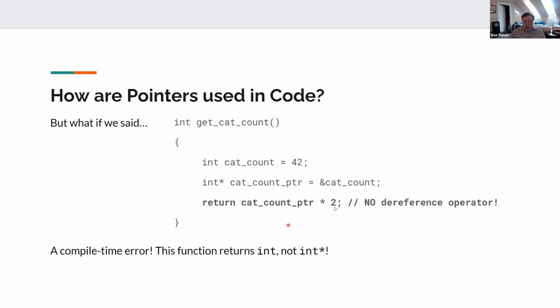Now, this expression, cat count pointer times 2, that's valid, that's allowed, but that doesn't mean what we think it means. That's not an integer, that's an integer star, that's a pointer, and we said we were going to return an integer. So this function won't compile, because in order for it to compile, the thing you're returning has to match the thing you said you were going to return. We would need to put a star up here by this integer to return that pointer. And returning the pointer is returning something fundamentally different than returning the integer, because we're not returning the int, we're returning the place where the int lives.